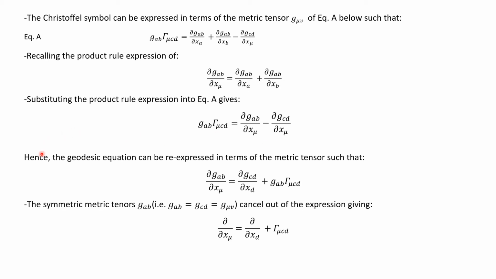Hence, the geodesic equation can be re-expressed in terms of the metric tensor such that the symmetric metric tensor, or the symmetry in it along each degree of freedom, cancels out of the expression, giving us this. So when you cancel out the metric tensors as you see here, without it, we see this expression, which gives us the geodesic equation.